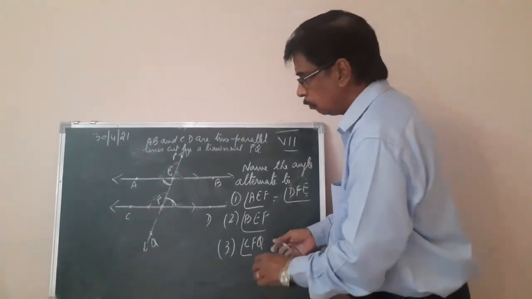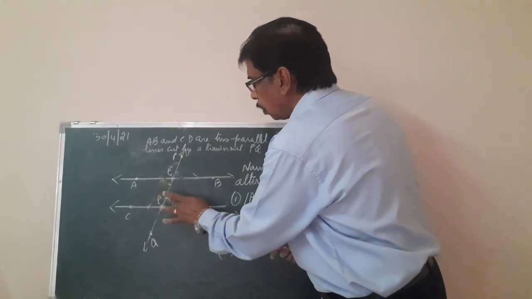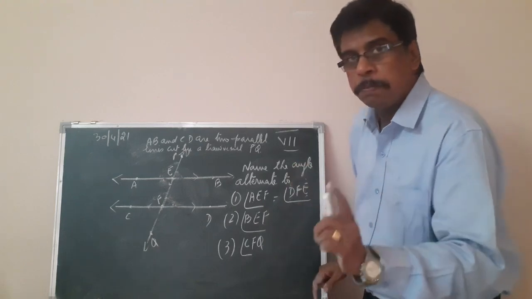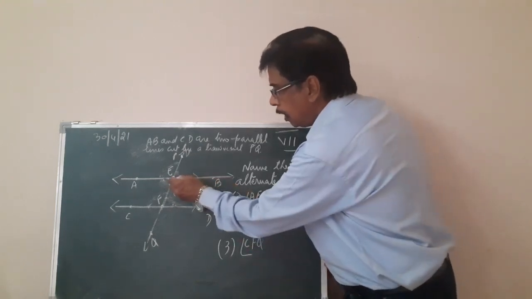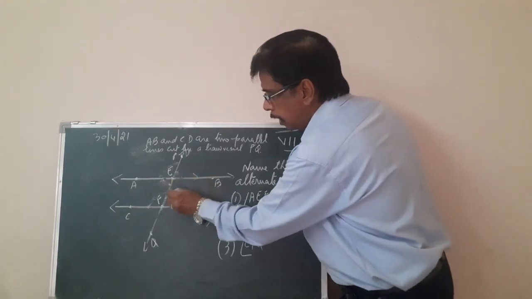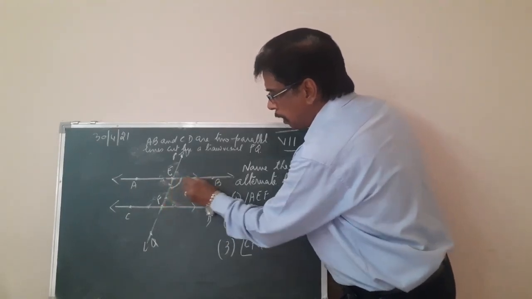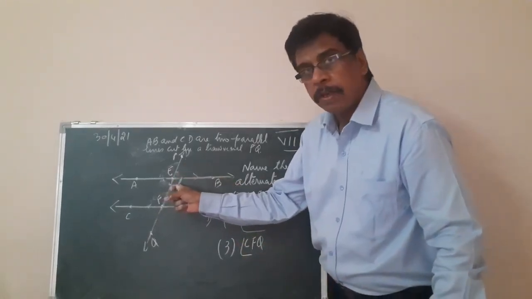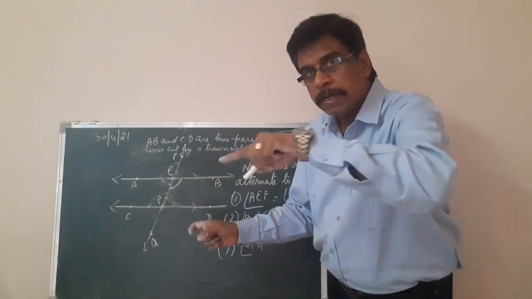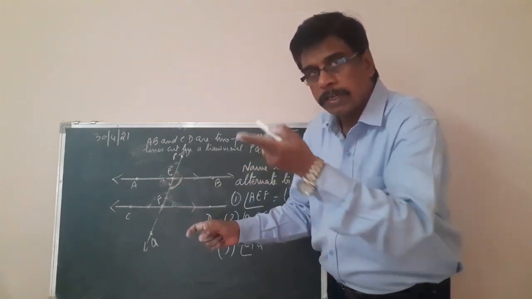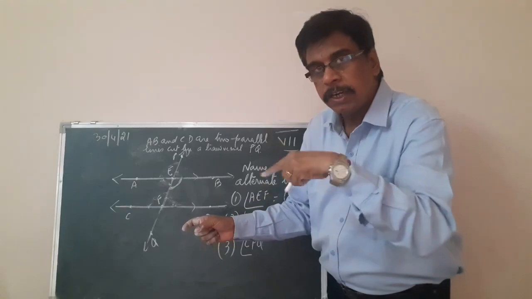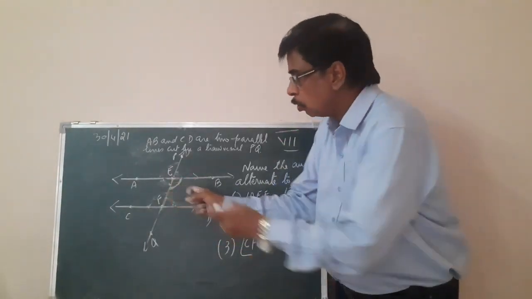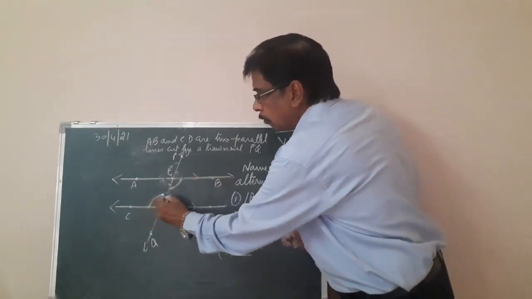Next. Alternate to angle BEF. Now first see where BEF is. We are talking of this angle. BEF. Here is the vertex. Alternate to BEF. Now alternate angles form an S. That you should know. That's another way of understanding alternate angles. This is the interior. So alternate interior to this will be this angle.